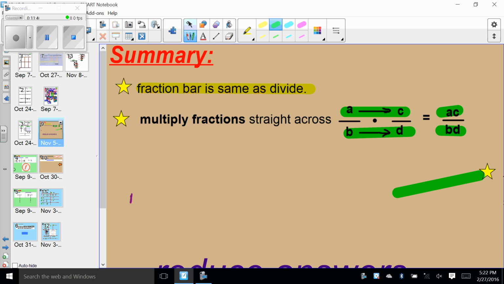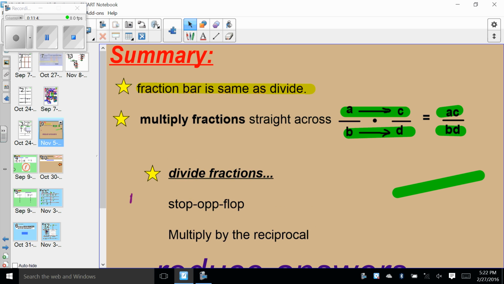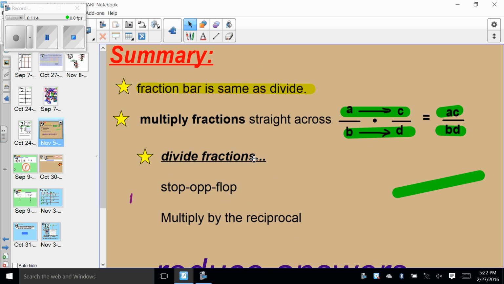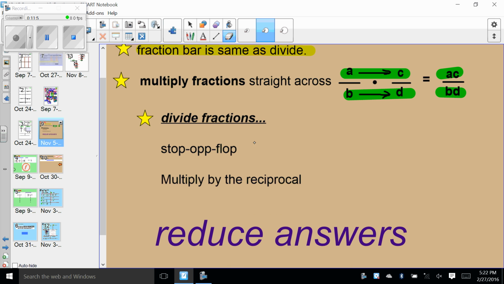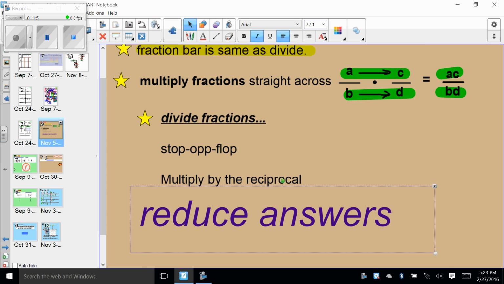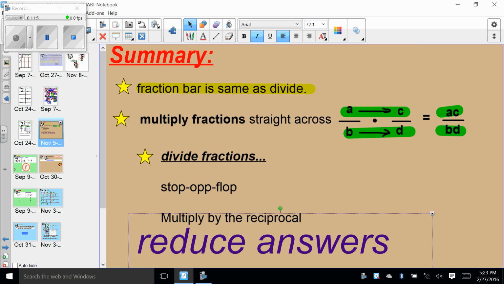And then the last piece then would be, if you divide fractions, remember to stop, op, flop, and multiply the reciprocal. You get to choose the method you like the best. You have 3 to choose from. And don't forget to reduce your answers, like simplify everything.